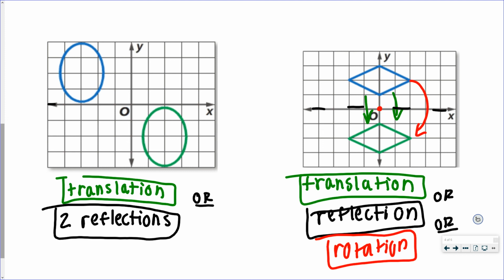Here's an example on a coordinate plane. Let's look at a couple examples, not on a coordinate plane. Some real life examples.